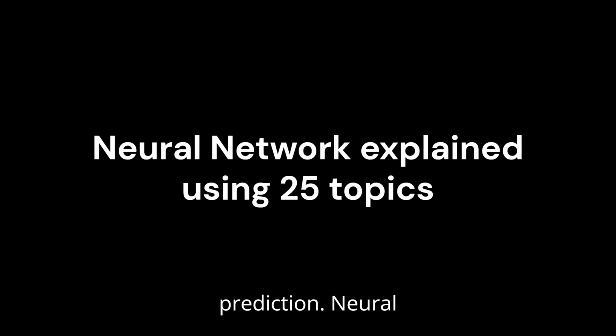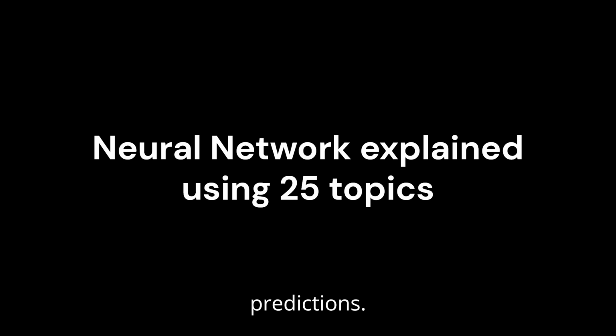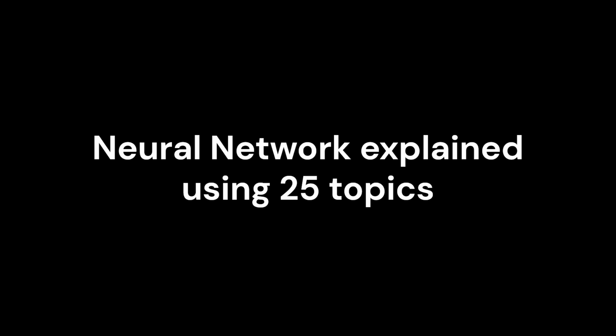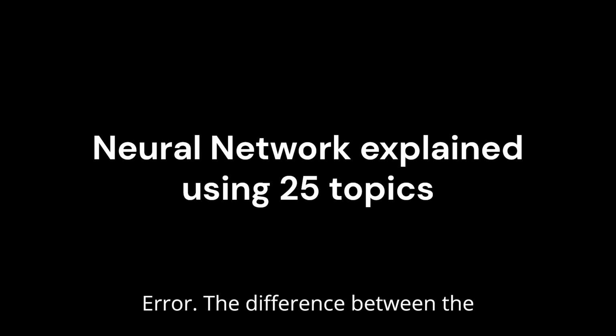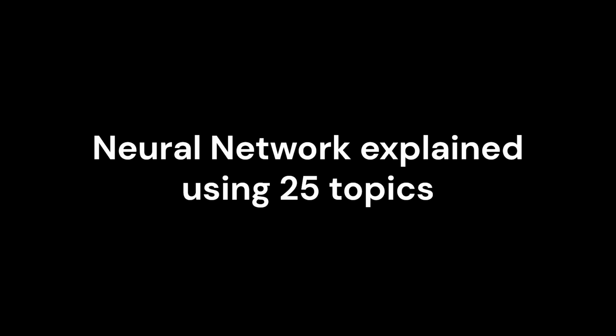10. Training. Neural networks learn by adjusting weights and biases to reduce errors in their predictions. 11. Supervised learning. In this method, the network is trained using labeled examples, input-output pairs. 12. Error. The difference between the network's prediction and the actual result is called the error.